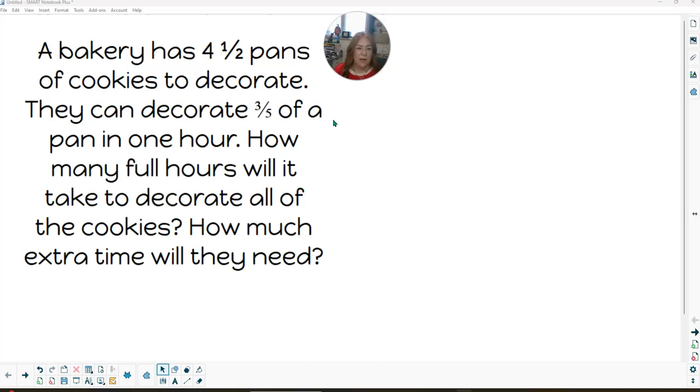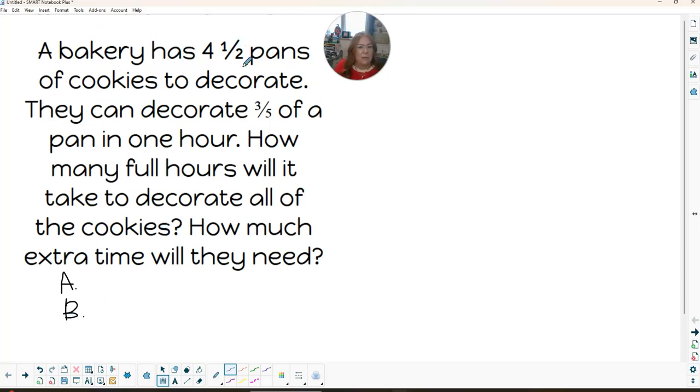A bakery has 4.5 pans of cookies to decorate. They can decorate 3/5 of a pan in 1 hour. How many full hours will it take to decorate all of the cookies? How much extra time will they need? So we need two answers here. We need an answer for question A and an answer for question B.